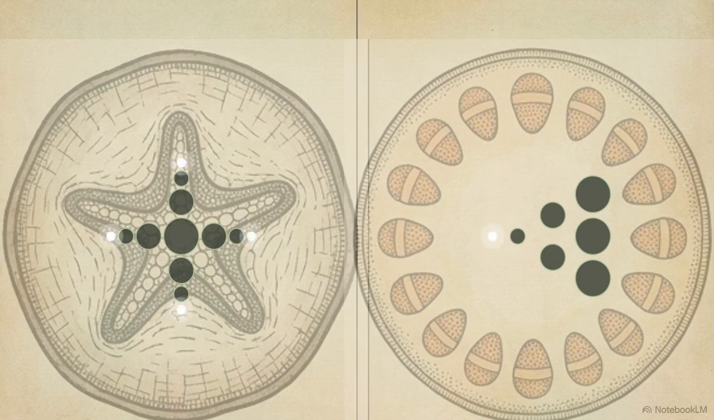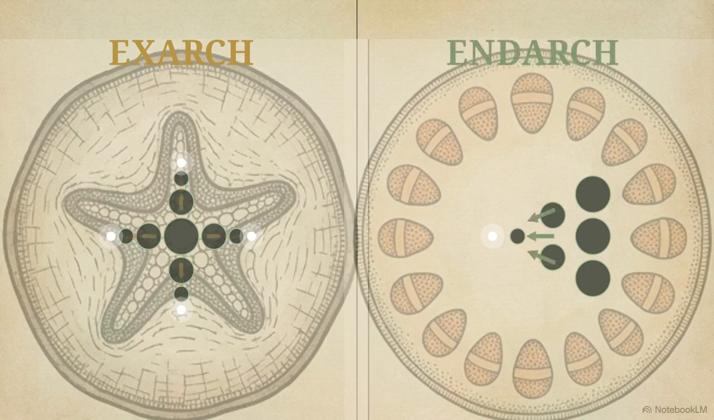This split-screen diagram isolates the xylem. In the root on the left, the narrow protoxylem is pushed to the outer periphery. This is the exarch condition. Roots exit to the soil.